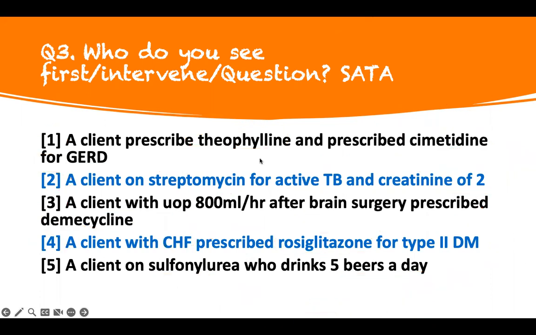Yeah, we need to see you. We need to tell patients who take sulfur not to take alcohol at all because they will have profound hypoglycemia. So we see this patient, we see this patient, we see this patient. All of them need to be seen because they have a bad problem. If you don't do anything about it, they're going to die.